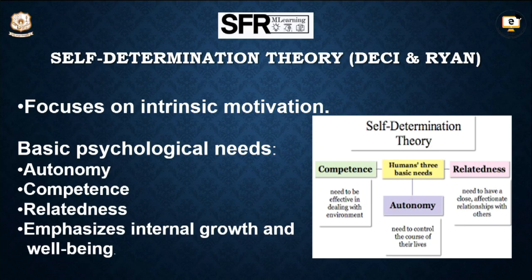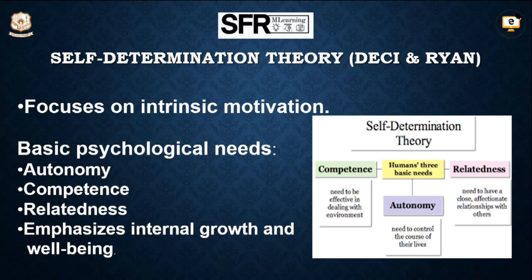Next, self-determination theory. According to Deci and Ryan, it focuses on intrinsic motivation, that is the basic psychological needs: autonomy, competence and relatedness. It emphasizes internal growth and well-being. Every human being wants to have these basic psychological needs. Autonomy means I want to be free to do everything without being questioned. Competence means whatever capability I have, I have to show it. Relatedness means I am able to relate with others and give my best. It emphasizes internal growth and well-being, good mental health and good physical health, so I can give the best that everyone expects.